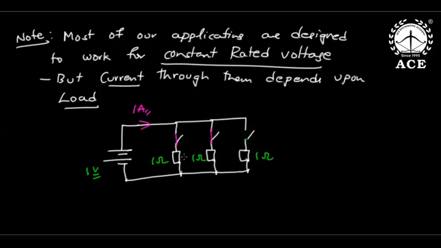Suppose you turn on the second light. Both are parallel. 1 parallel 1 becomes half, so 1 by half becomes 2 amperes. Previously 1 ampere, now another 1 ampere is added. Suppose you turn on the third bulb. 1 parallel 1 parallel 1 is 1 by 3, so 1 by 1 by 3 is 3 amperes. Total 3 amperes.